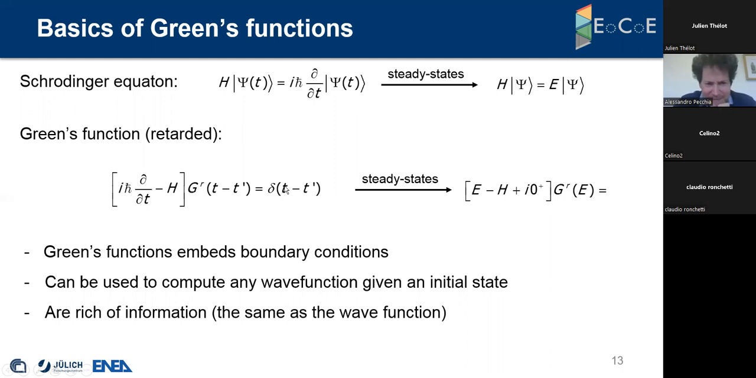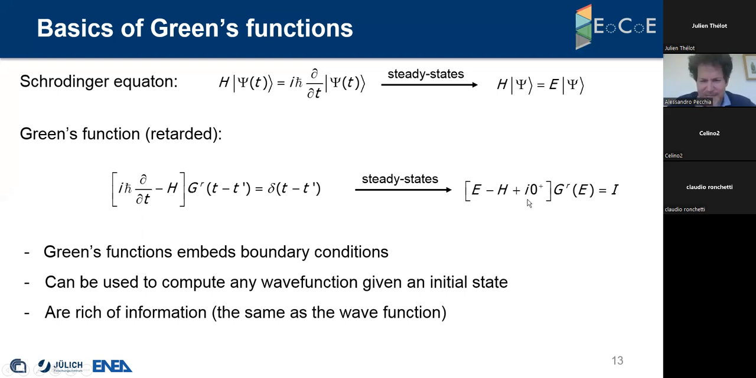If you look at what happens after, so for t greater than t prime, we are talking about this so-called retarded Green's function. On the opposite, if you look at t less than t prime, you're looking at the advanced Green's function. In energy, that maps to this object. If you Fourier transform that, basically the derivative over time becomes energy, the Hamiltonian is H. And in energy, this retardation concept maps into a small imaginary part. We will look in a second at why, but this is the one key ingredient.